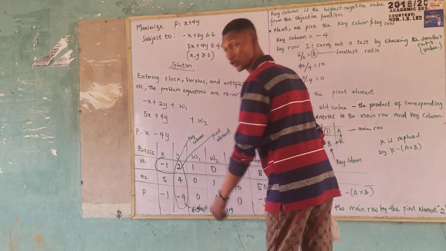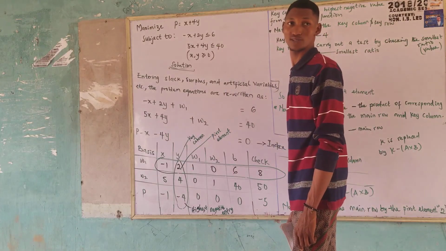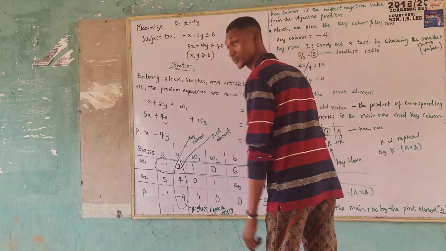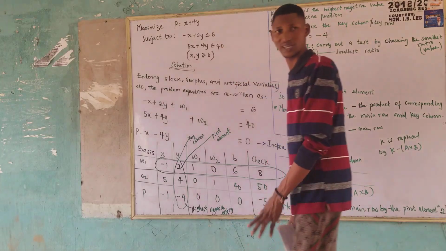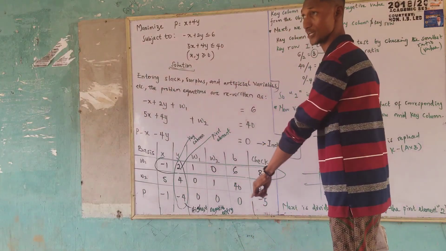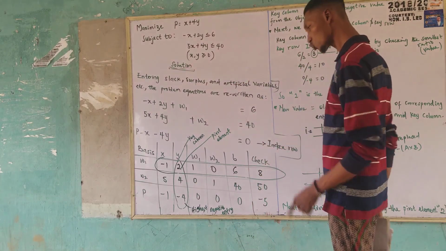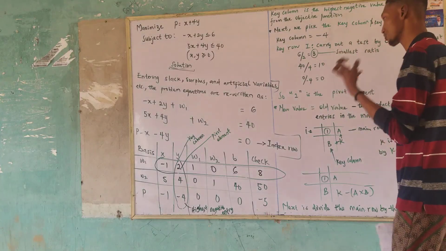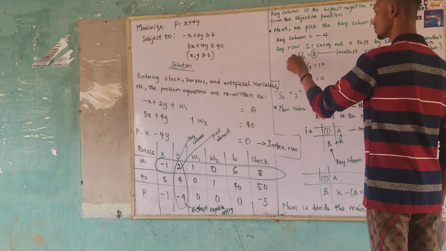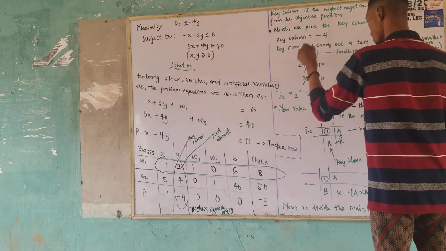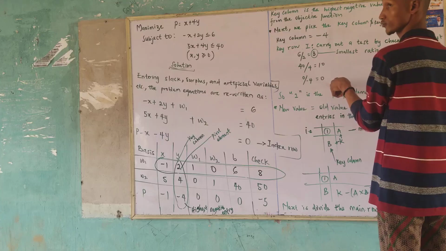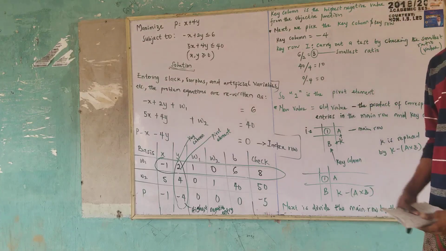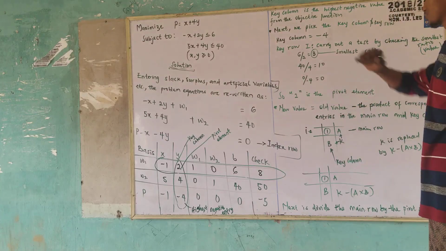0 divided by minus 4. What is 0 divided by minus 4? It's 0. You understand that I did it even till I get to the last part, the index row. So what will happen is that I will obtain my smallest value: 6 divided by 2, 3; 40 divided by 4, 10; 0 divided by minus 4, 0. So here my lowest value is not 0, 3 is the lowest value.